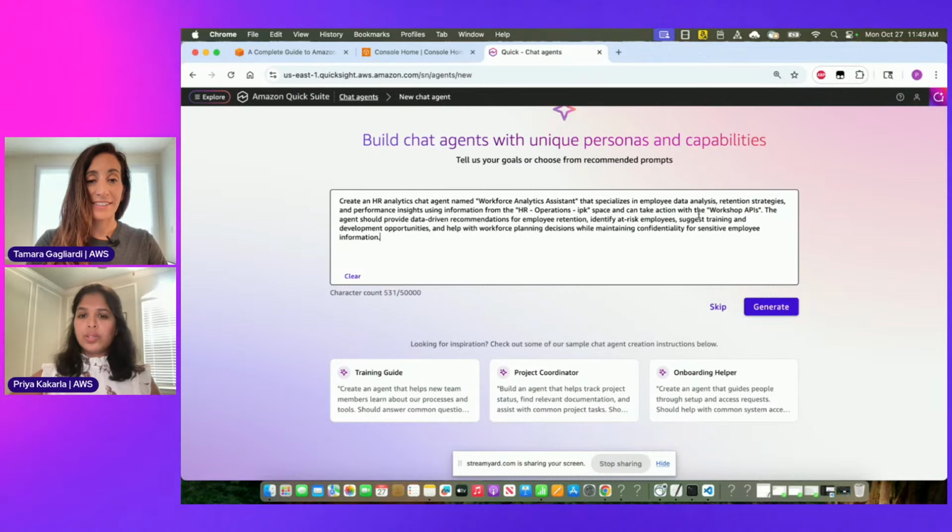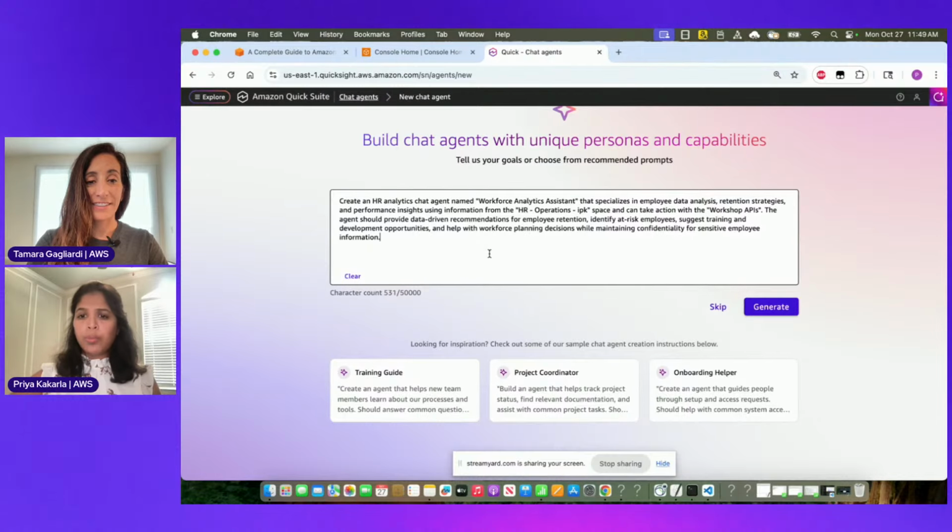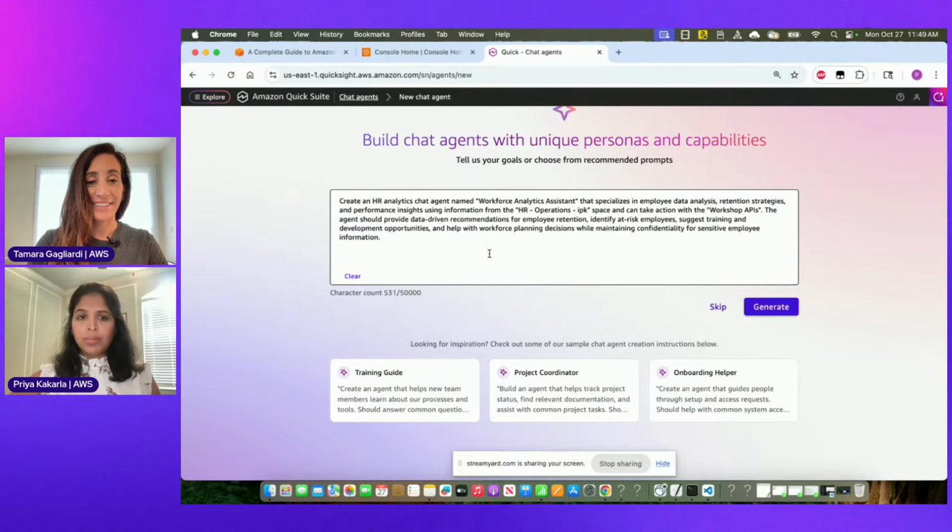And then he also mentioned actions with some APIs, which are also part of this space. And he also said what kind of questions he could be asking and how the answer has to be. Like he would be asking questions about retention and what employees are at risk, and what suggestions the agent would give Paulo to take some actionable items.